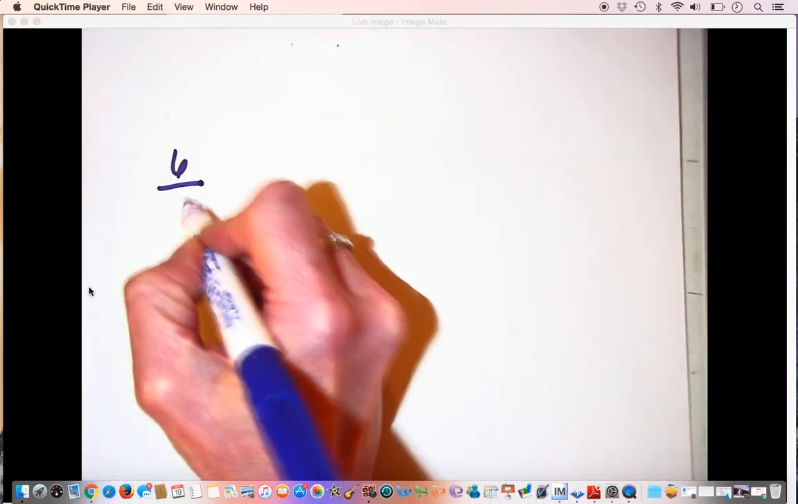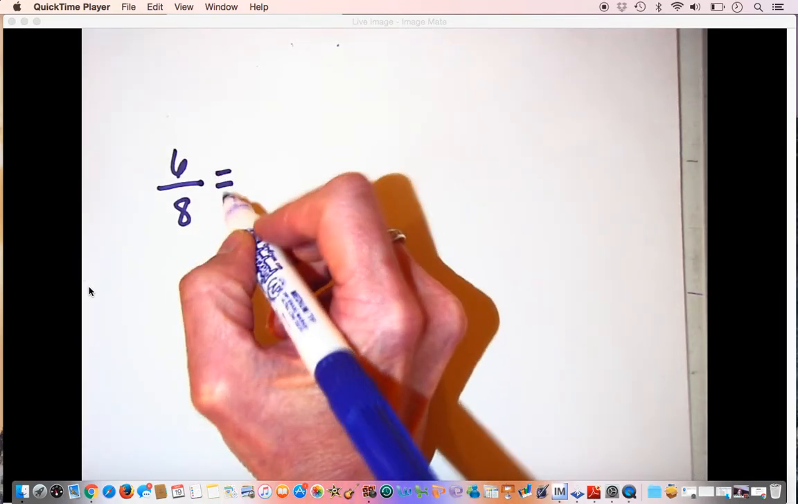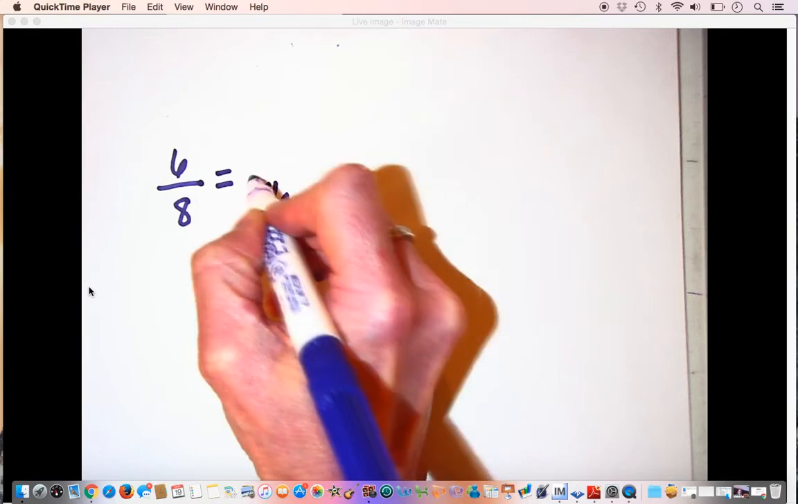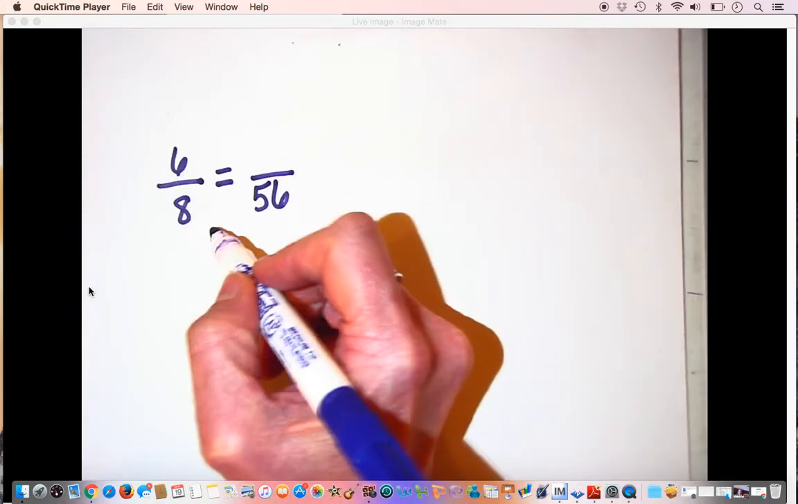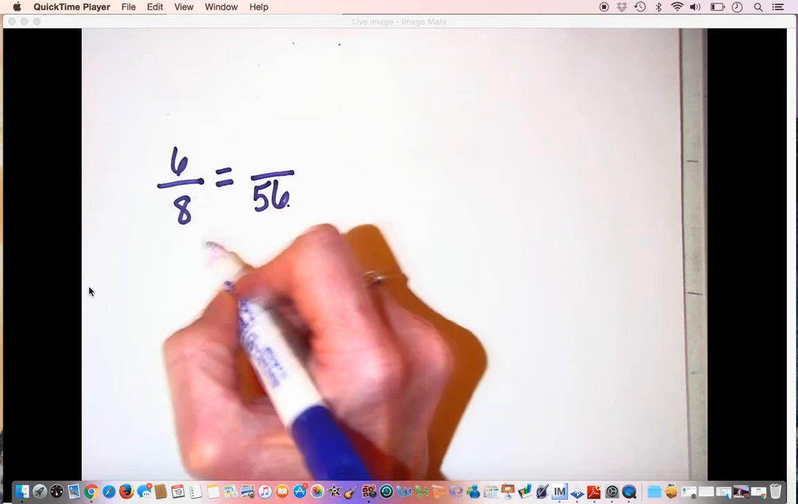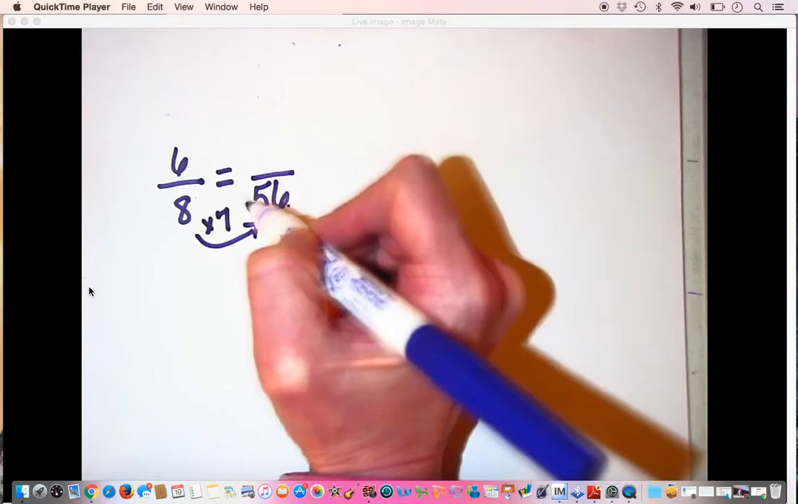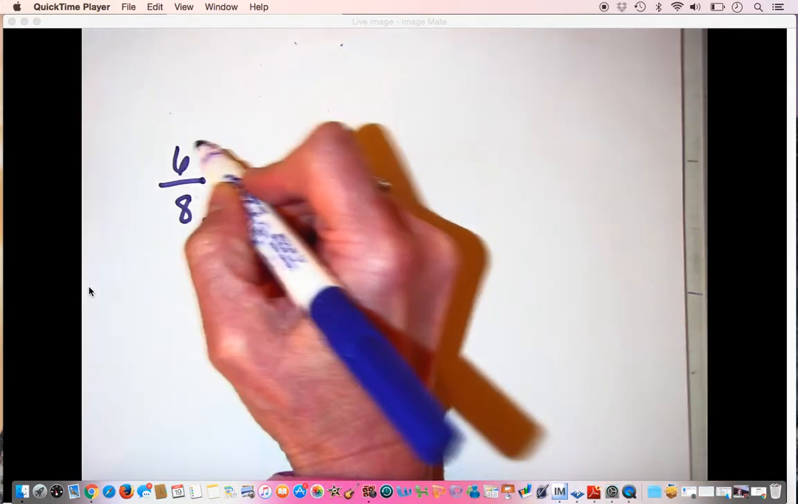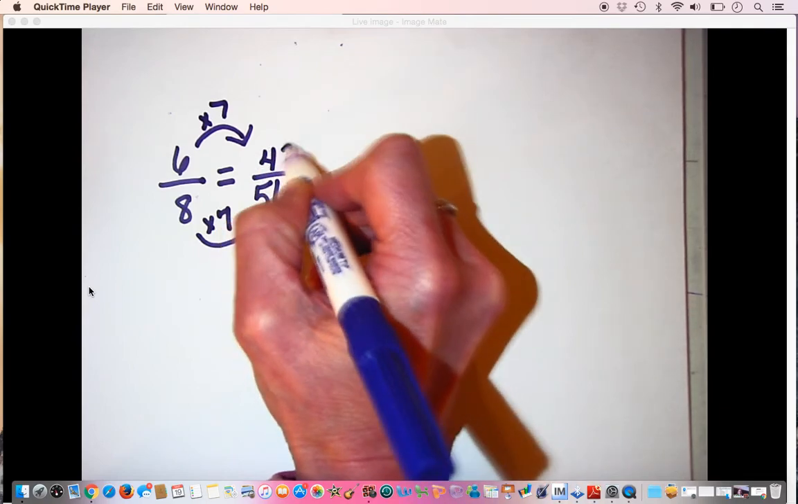I have 6 eighths, and we need to have it equal something over 56 because that multiple we worked with was 56. So I'm going to think, 8 times what equals 56? I know it's times 7. So whatever I do to the bottom, I go ahead and do to the top. So it's times 7, and then I get 42.